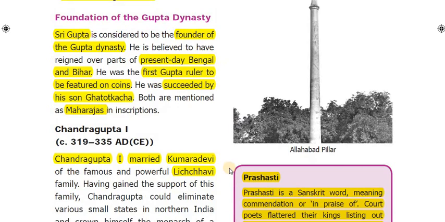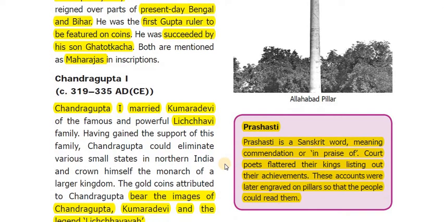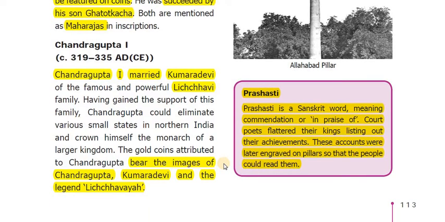Chandragupta I, period 319 to 335 AD. Chandragupta I married Kumara Devi of the famous and powerful Lichchhavi family. Having gained the support of this family, Chandragupta could eliminate various small states in northern India and crown himself the monarch of a larger kingdom. The gold coins attributed to Chandragupta bear the image of Chandragupta, Kumaradevi and the legend Lichchhavayah.